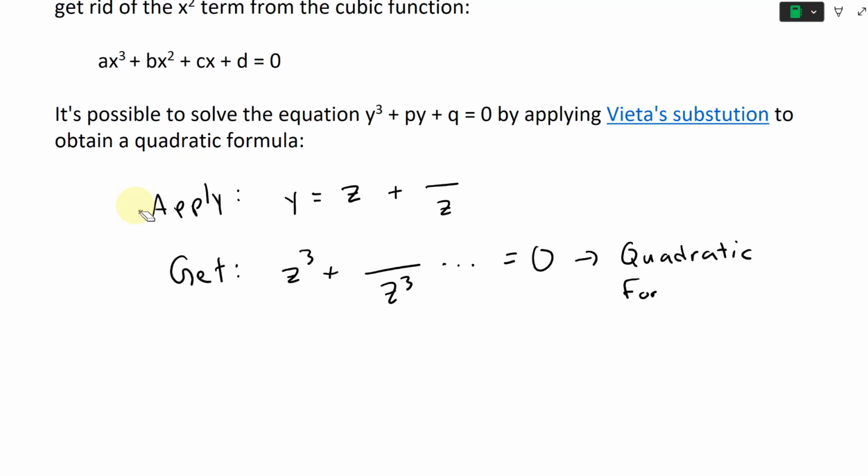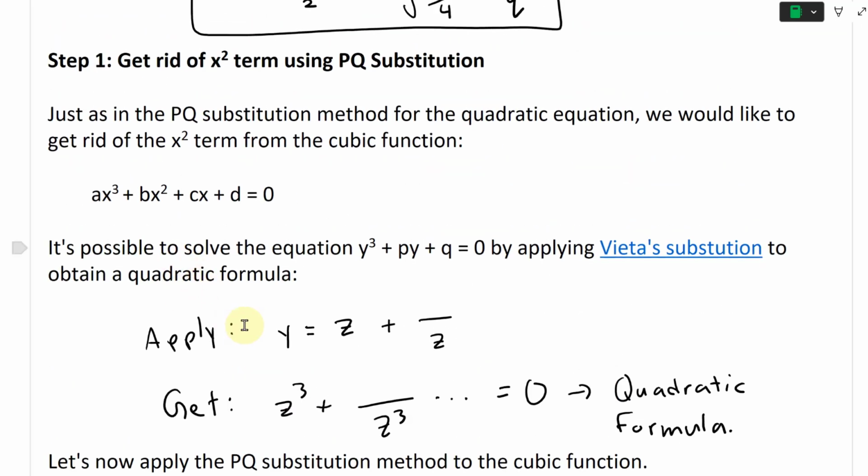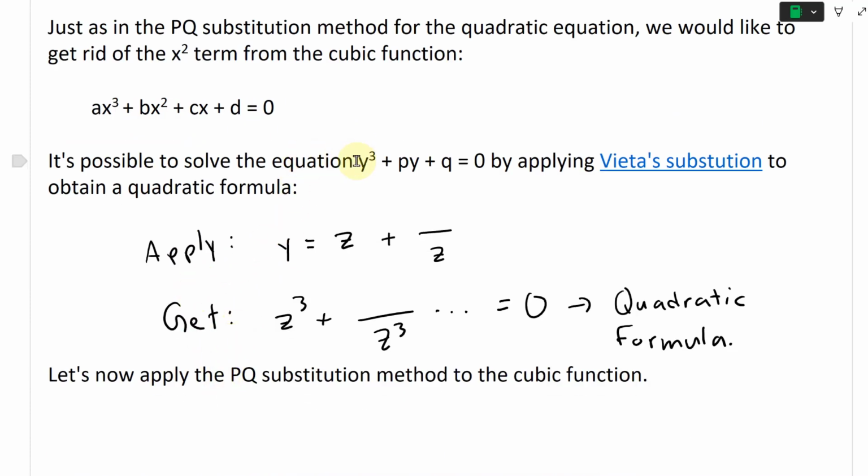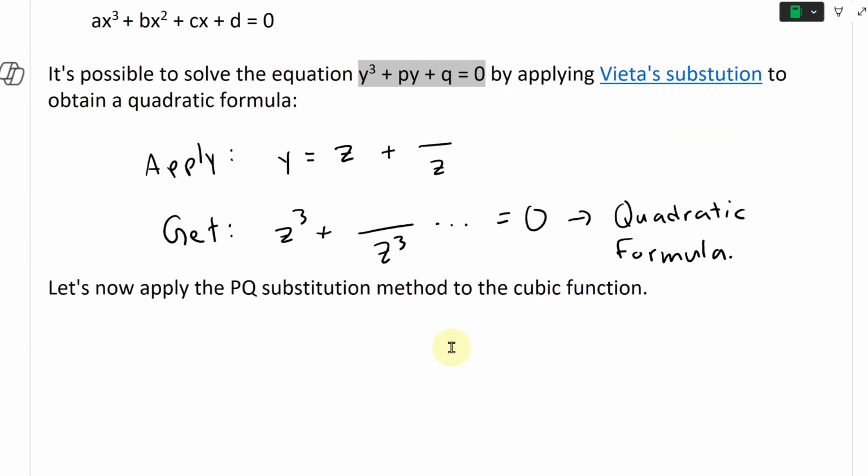Again, I'm following the steps from that big YouTuber. So that's the idea, and now let's just try to get it in this form. To do that, let's apply the PQ substitution method to the cubic function. So let's write this all down first.